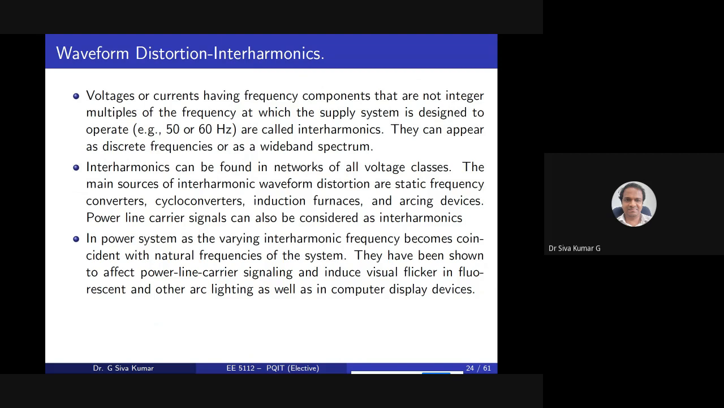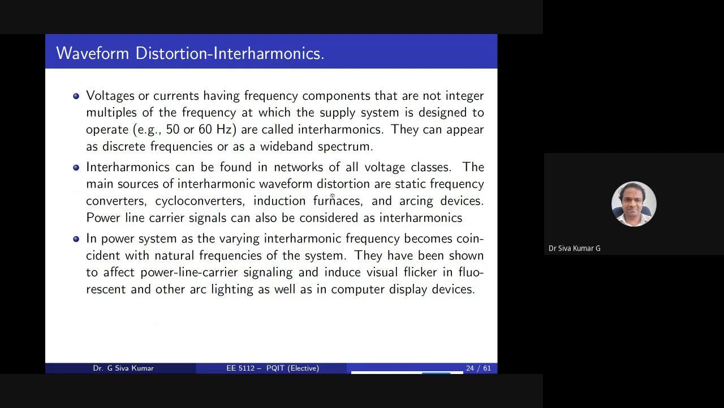Okay, interharmonics can be found in networks of all voltage classes. All voltage classes, this is nothing but even at the transmission level. If you have an HVDC system, in that case also we'll be having the interharmonics. But as such, in the transmission network, we have been using high quality filters which won't allow the interharmonics into the system.